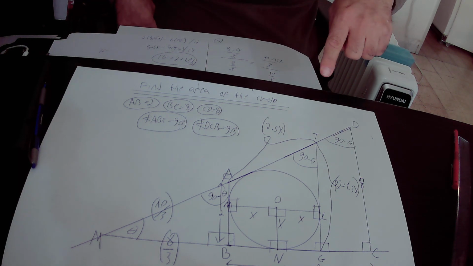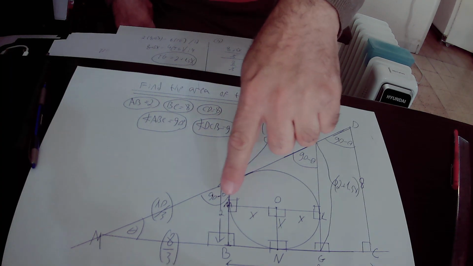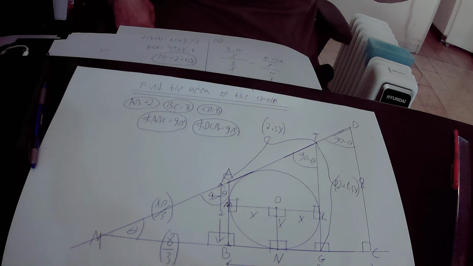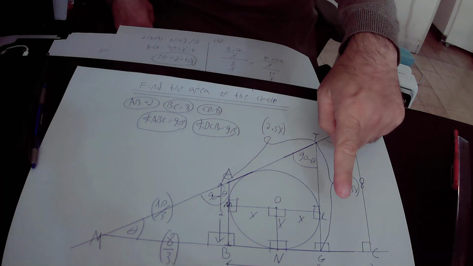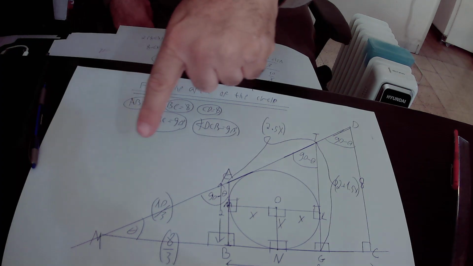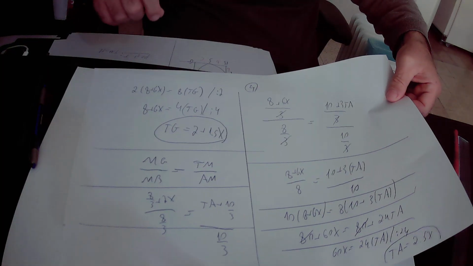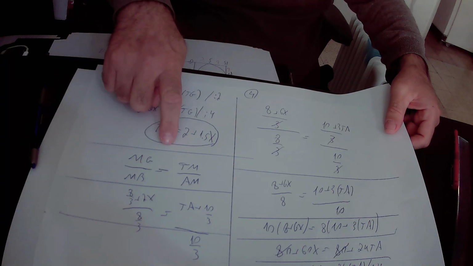Because the big triangle TGM is similar to the small triangle ABM, the following relationship exists between their sides. We derive that MG in the big triangle over MB in the small triangle equals TM in the big triangle over AM in the small triangle. I'll repeat again: MG over MB equals TM over MA.